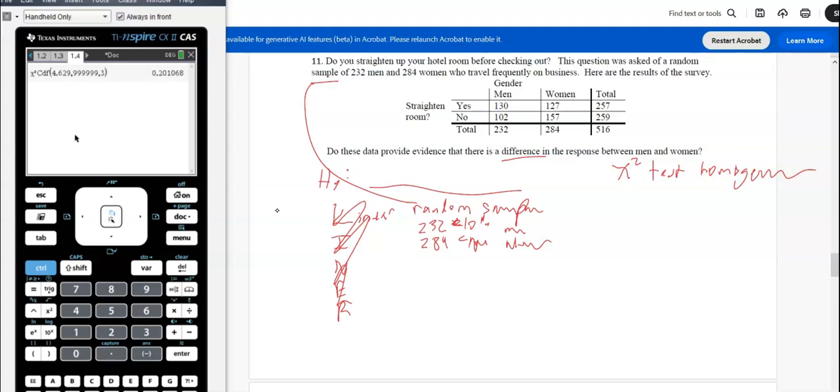And then expected counts. To do this one, you really probably want to go to your calculator and just get the expected counts. We could do the expected counts by hand. Let's see what the first one would be. If we did it by hand, it would be 232 times 257 divided by 516. And that should give us the first expected count. Let's do it in the calculator.